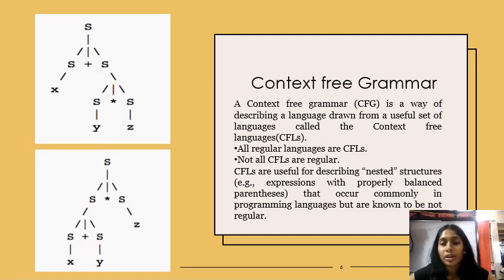Let us talk about context-free grammar. The context-free grammar (CFG) is a way of describing a language drawn from a useful set of languages called the context-free languages (CFLs). All regular languages are CFLs. Not all CFLs are regular. CFLs are useful for describing nested structures, for example, expressions with properly balanced parentheses, that occur commonly in programming languages but are known to be not regular.